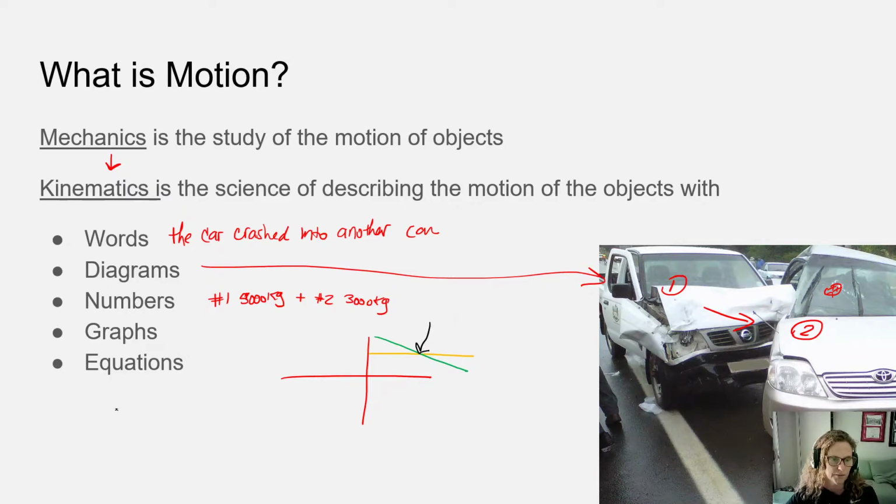And another way we could do a description of motion is force equals mass times acceleration, and we could describe it by calculating how much force this car exerted on the next car. So that's kind of what motion is talking about.